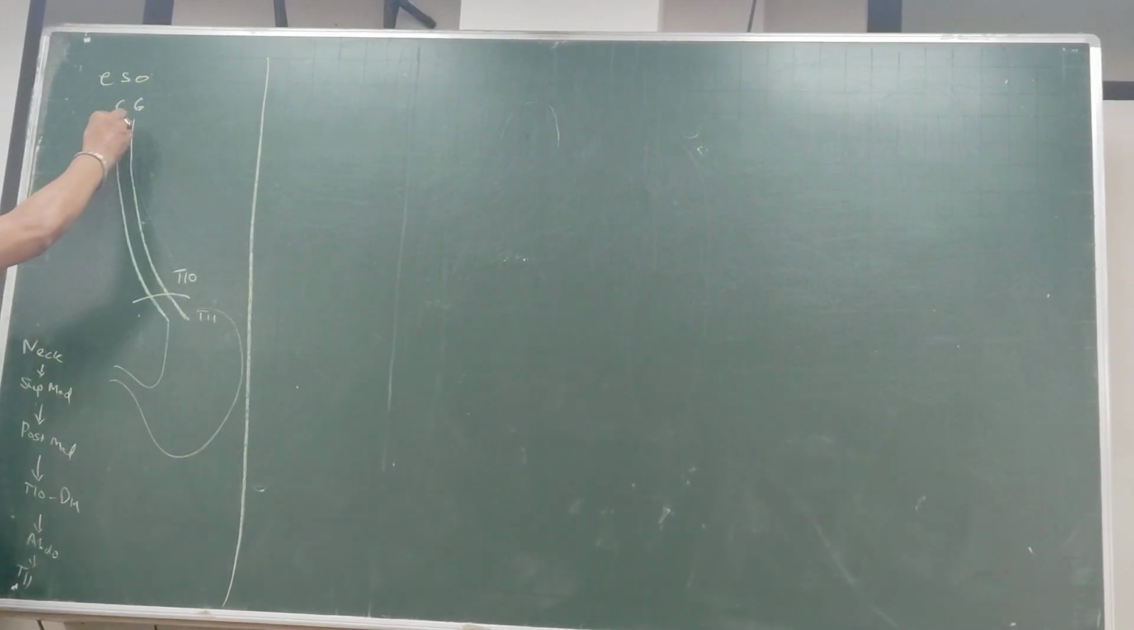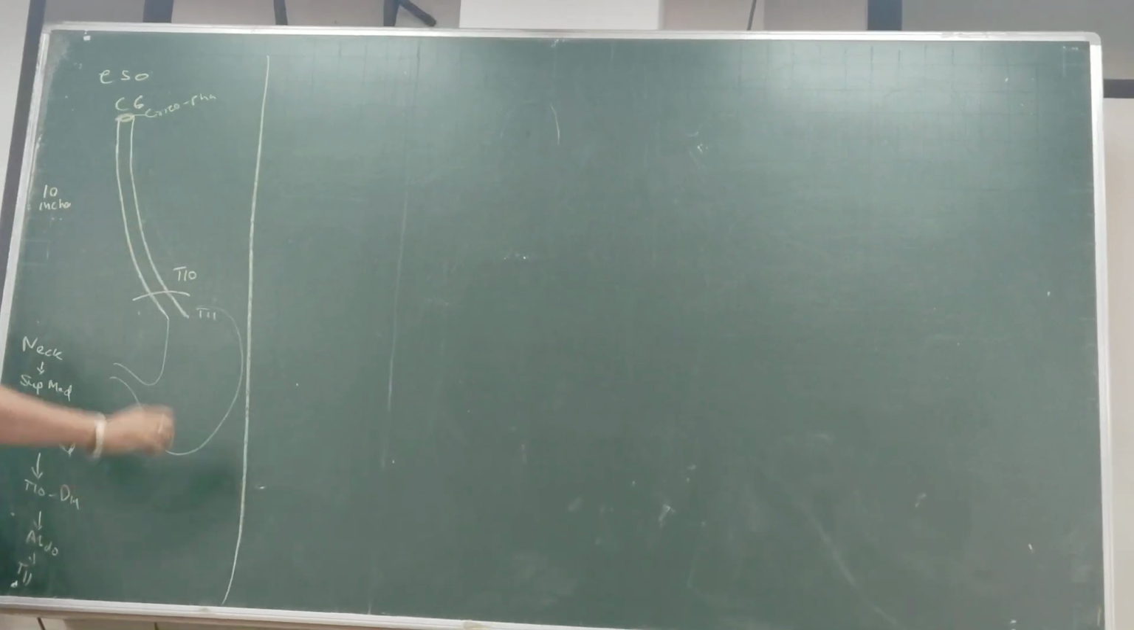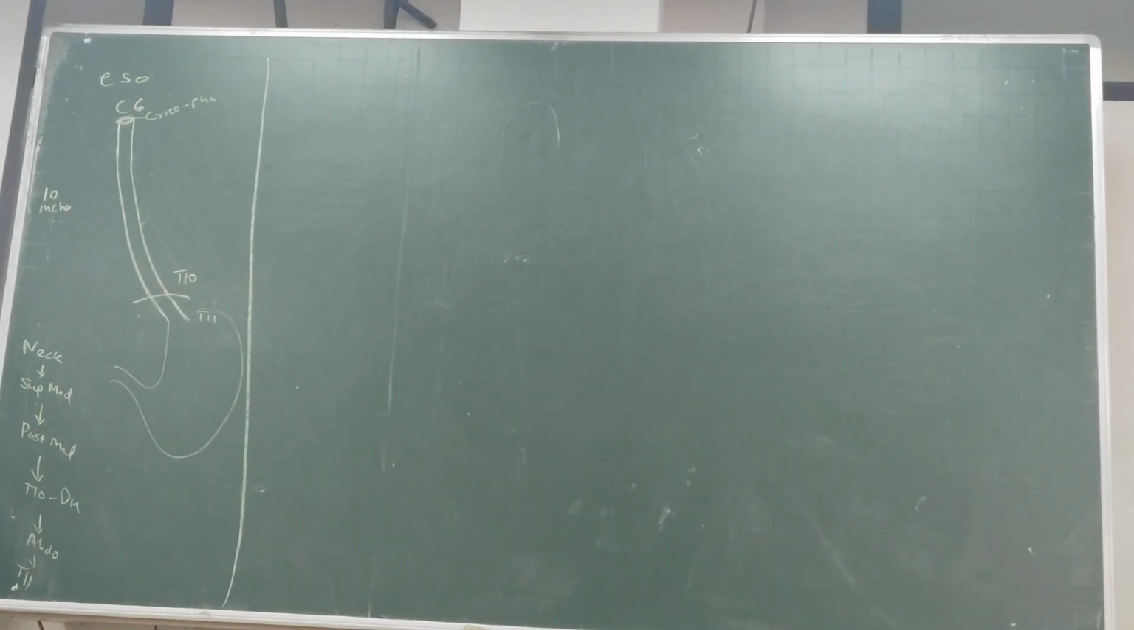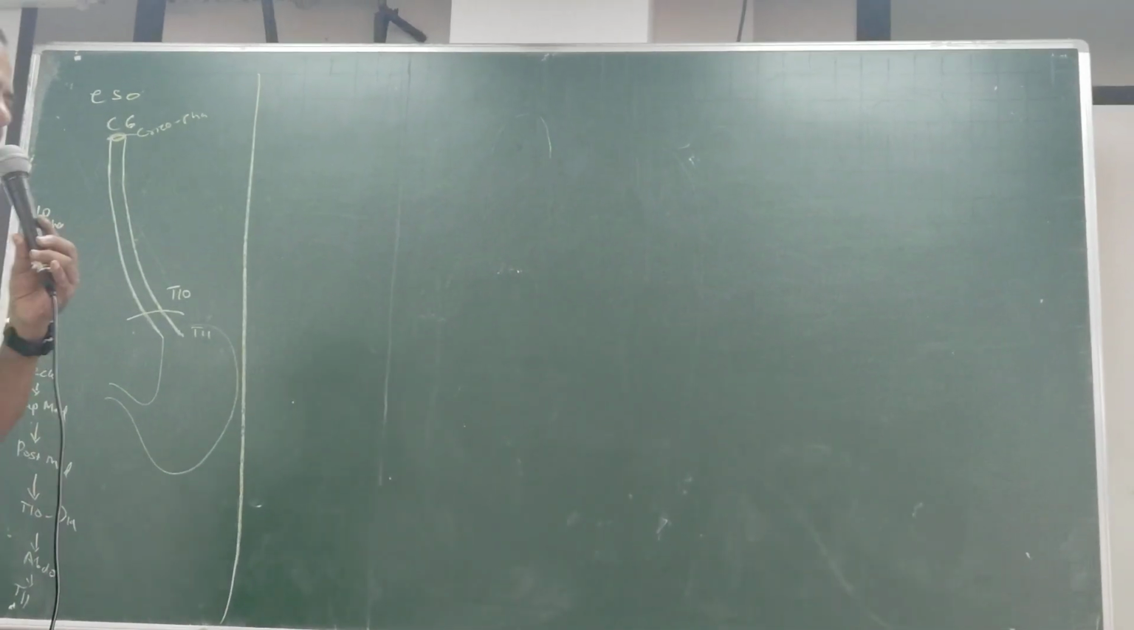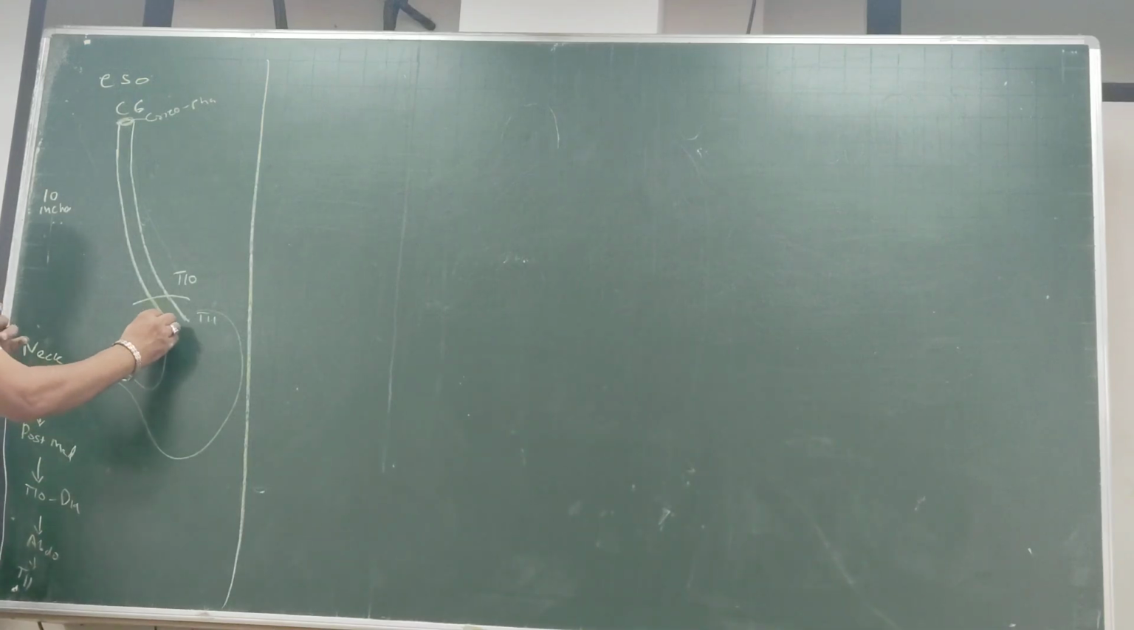At upper end of the esophagus there is a sphincter which is formed by cricopharyngeus muscle. Upper end of esophagus there is cricopharyngeus muscle. So there is cricopharyngeus that forms the upper sphincter. Lower sphincter is called cardiac sphincter.